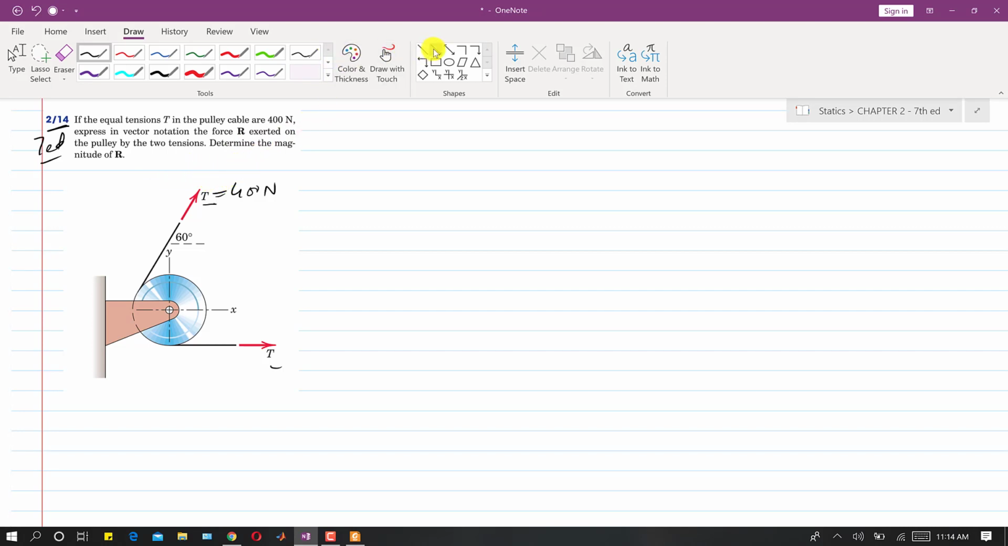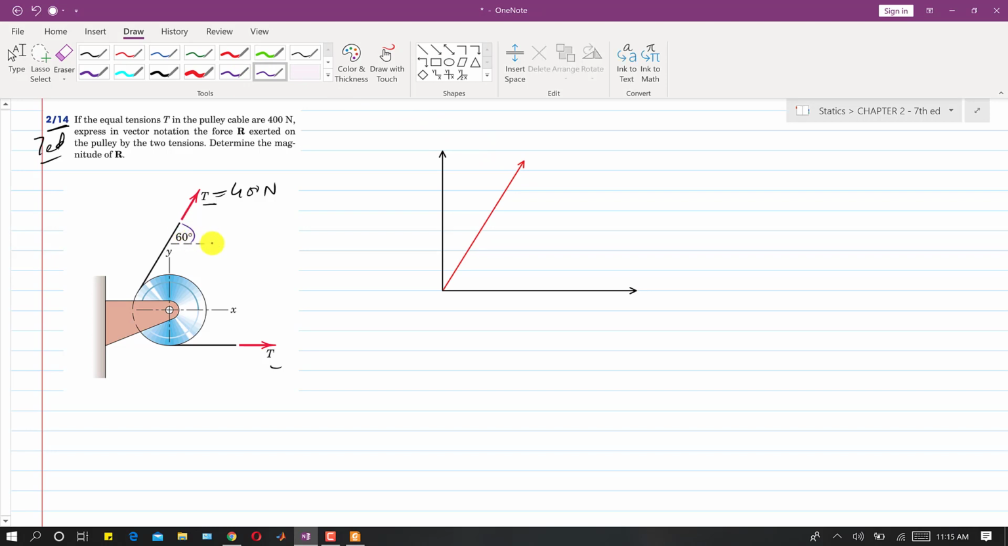So let me draw the free body diagram. Let's suppose this is the X and Y axis, and this is the tension T, which is at 60 degree, right? So this is given.